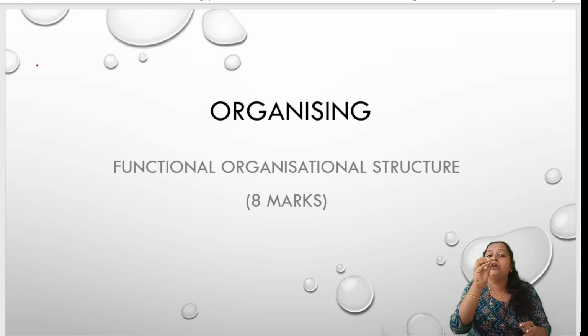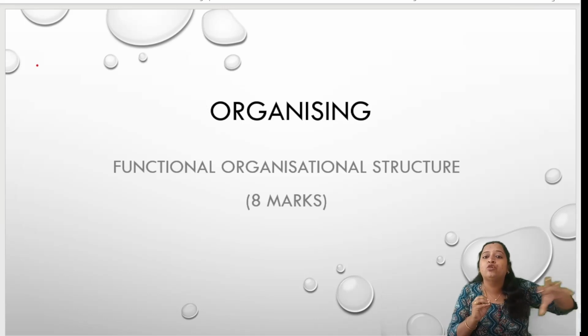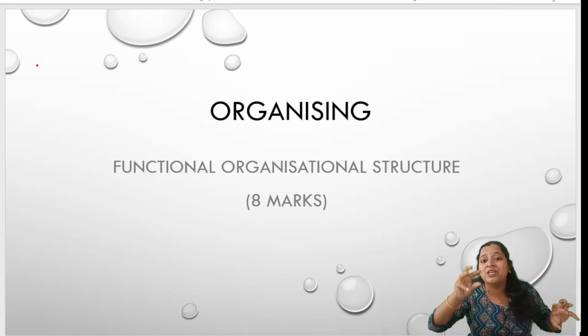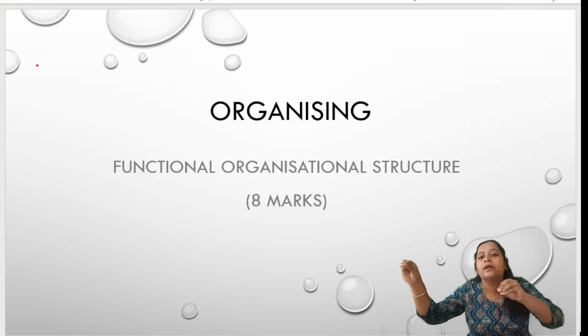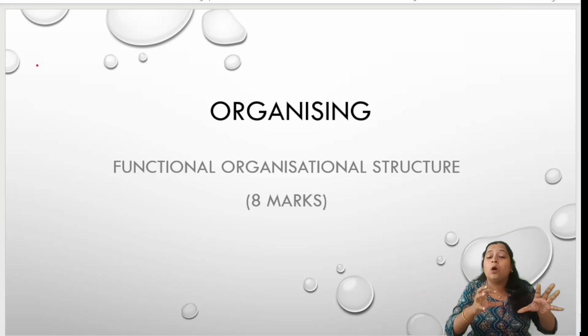functional structure. Depending upon the functions you are going to perform in your organization, all the production related activities will go to the production department, all the purchasing related activities will go to the purchase department, all the sales related activities will go to the sales department, all the research and development activities will go to the research and development department.